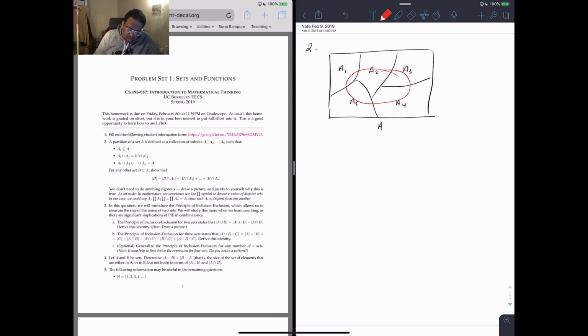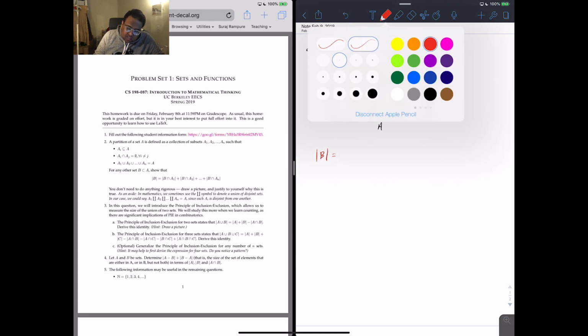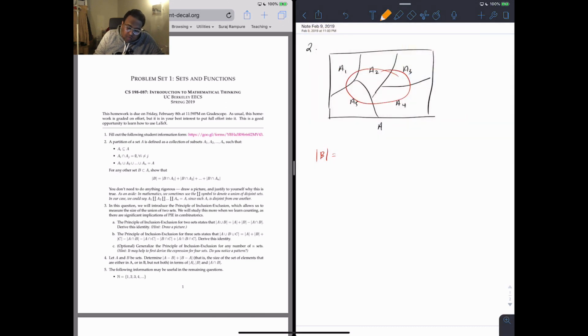And what we want to show is that the cardinality of B is equal to the sum of the cardinalities of the intersections of B with each of these subsets. Okay, so how we can do that is by counting 5 separate pieces of the set B, right? So B is enclosed in the circle. So what we can do is start by counting first the overlapping portion between B and A1, which is precisely the cardinality of B intersect A1.